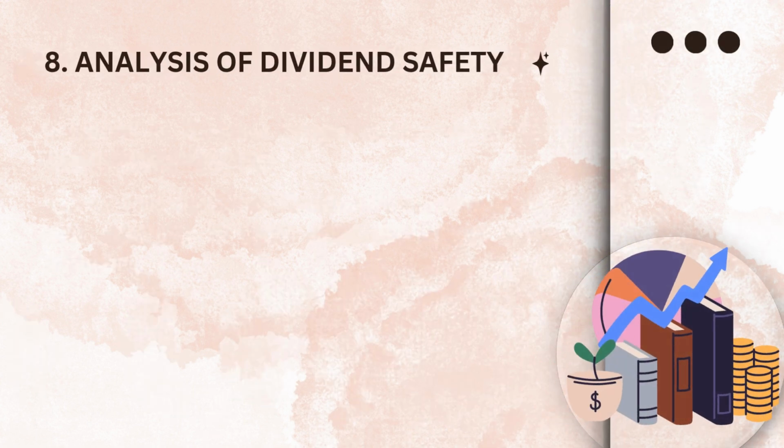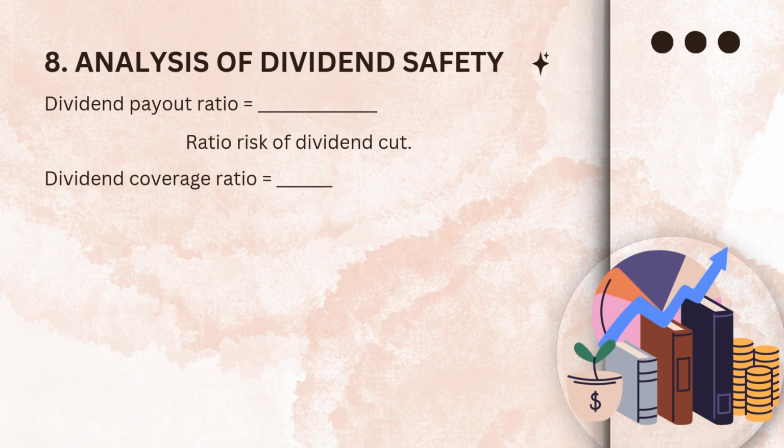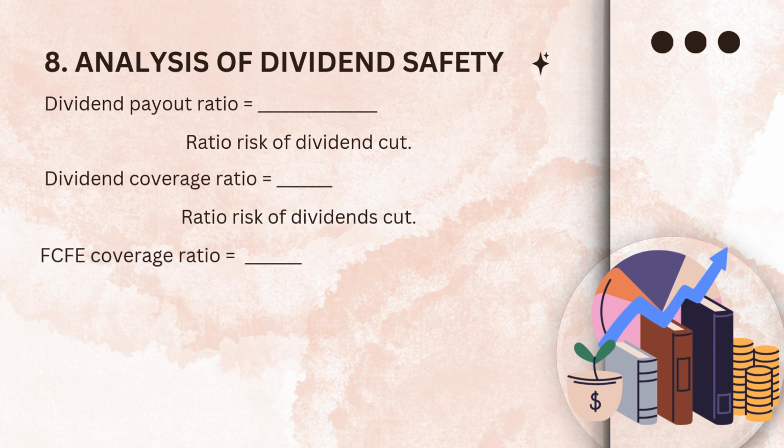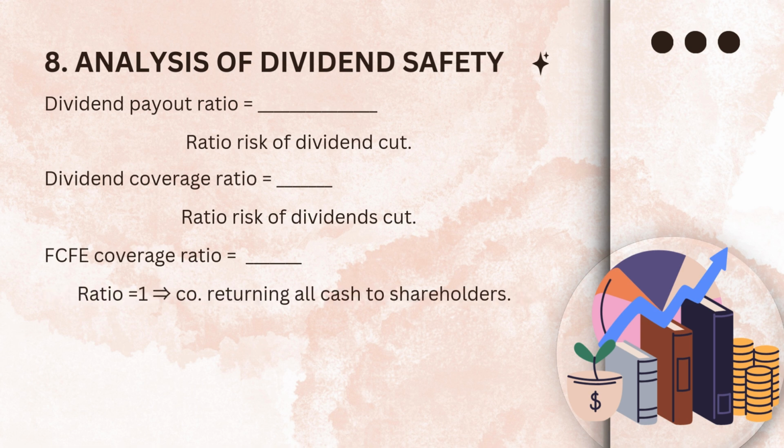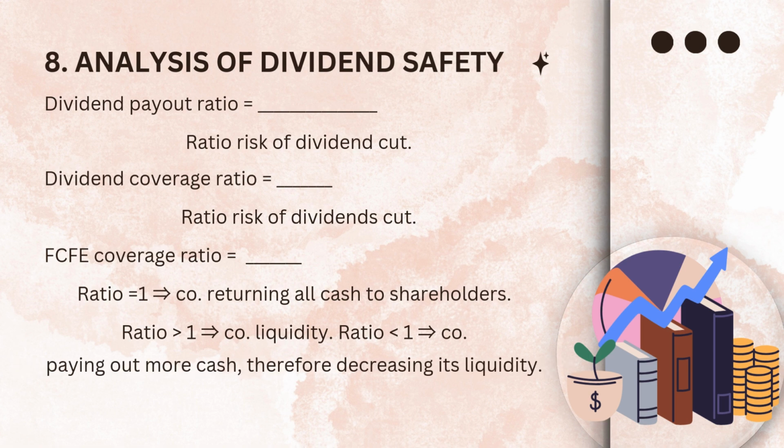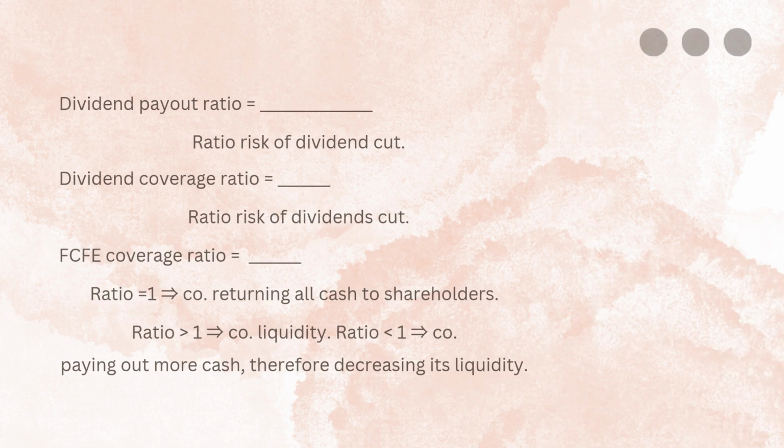8 Analysis of dividend safety. A high dividend payout ratio means greater risk of a dividend cut. A low dividend coverage ratio means greater risk of a dividend cut. FCFE coverage ratio equals 1: the company is returning all cash to shareholders. Ratio greater than 1: the company is building liquidity. Ratio less than 1: the company is paying out more cash, therefore decreasing its liquidity.